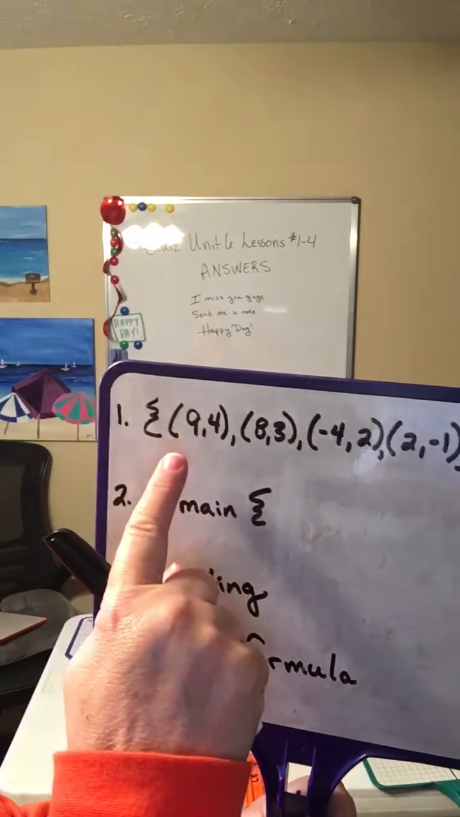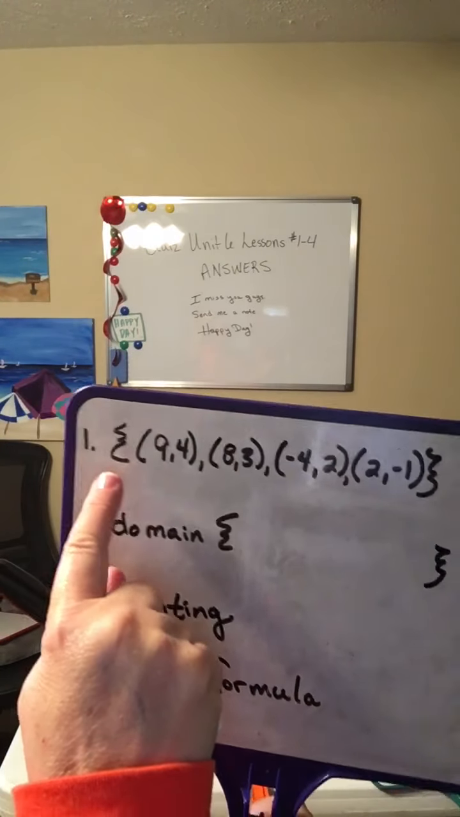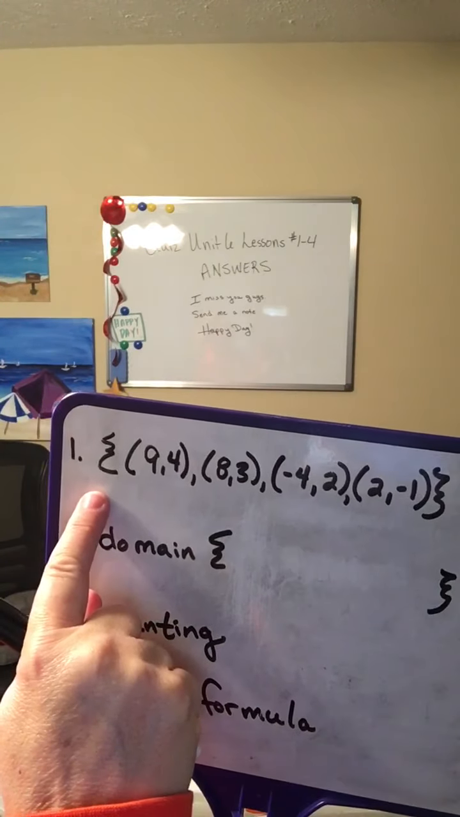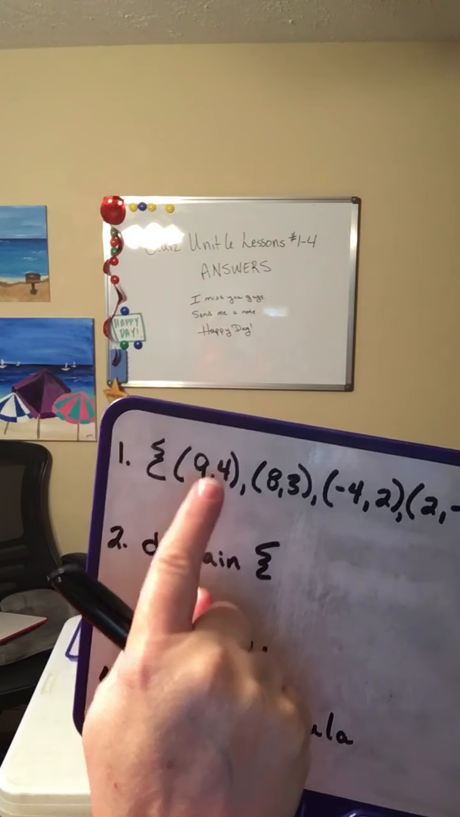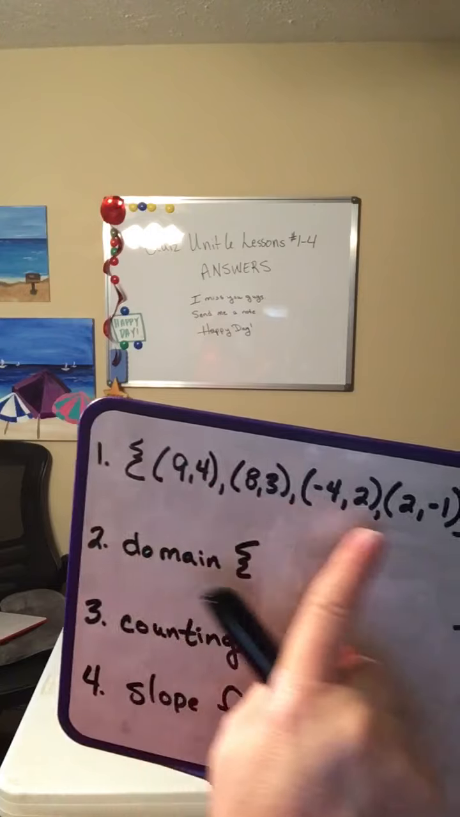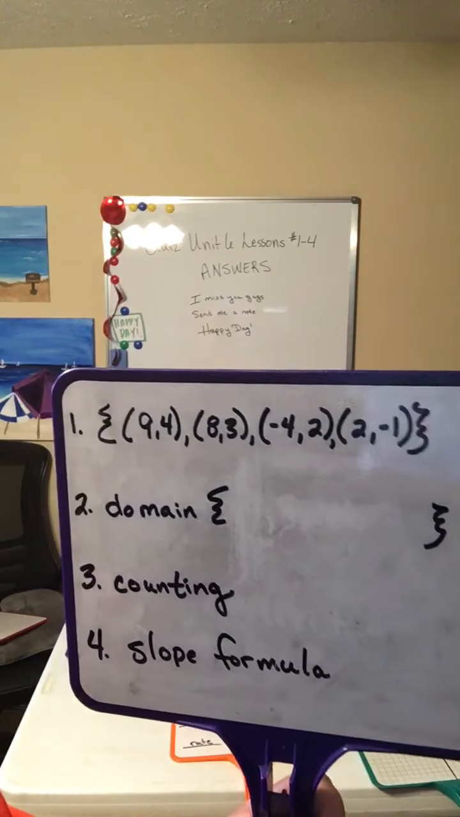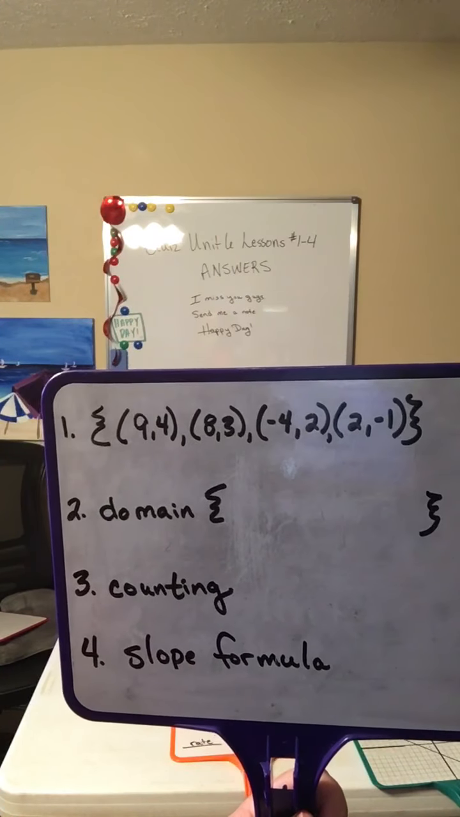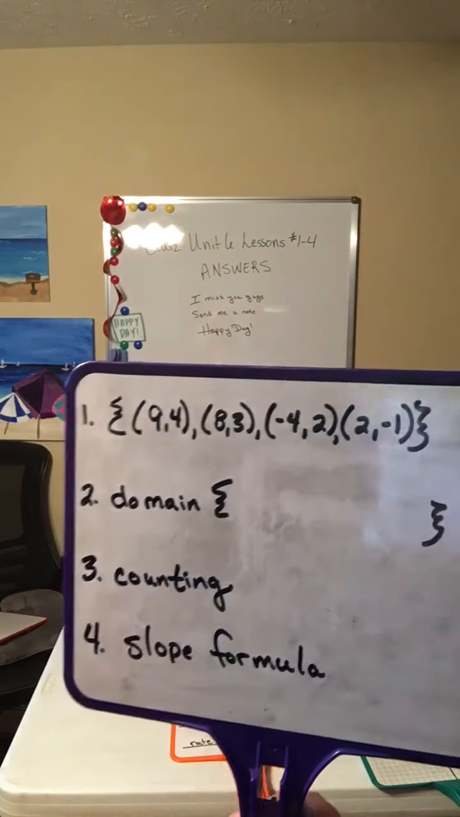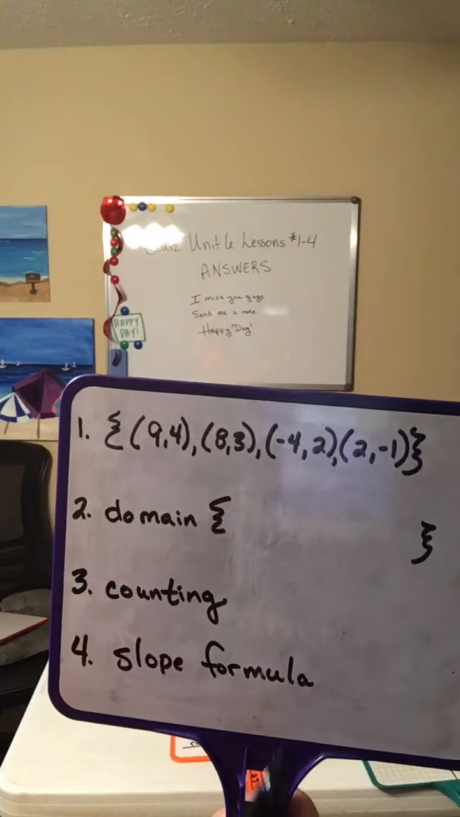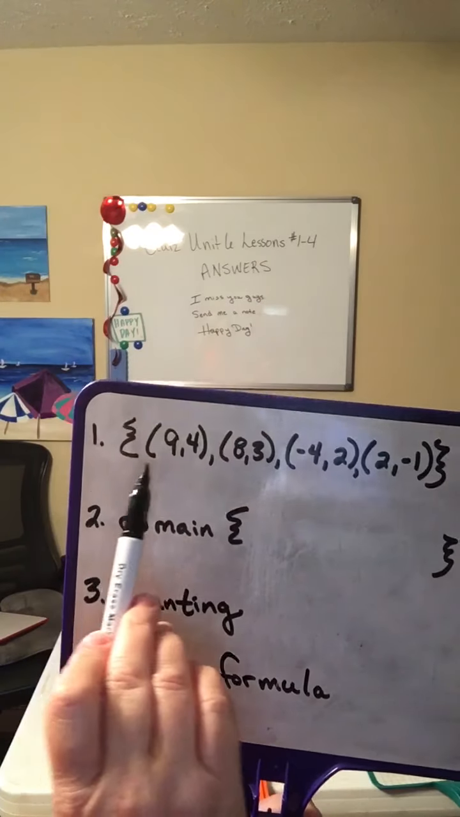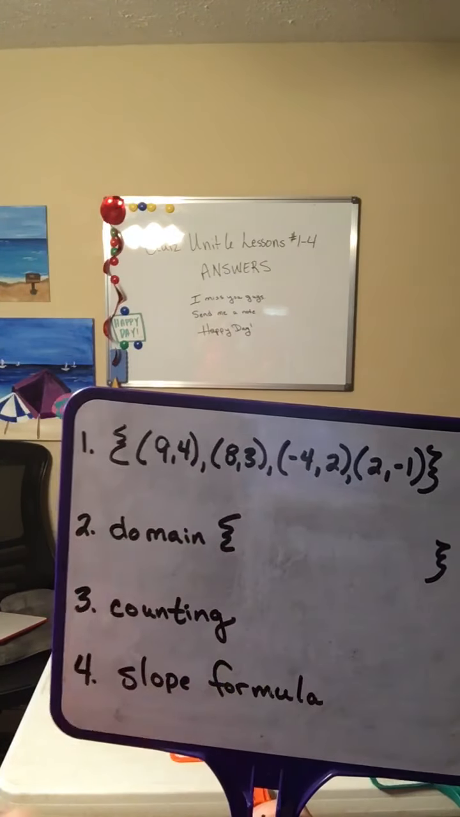Number one shows you a set of ordered pairs. You know it's a set because it's in these curvy brackets, and they're all ordered pairs. Two numbers, comma in between them, with parentheses on both sides. So if we have a set of ordered pairs, it's called a relation. When we take that relation apart, and if we look at just the x coordinates, that would be the first number in each of the ordered pairs.